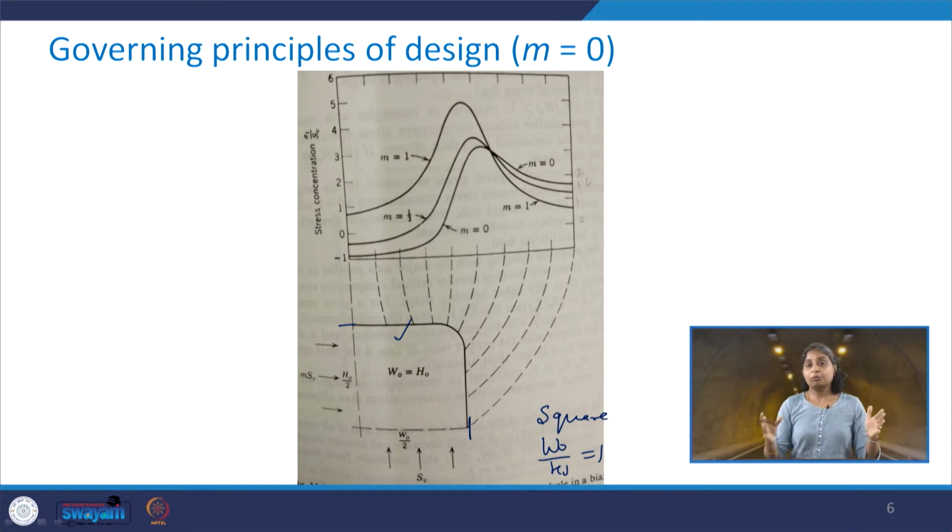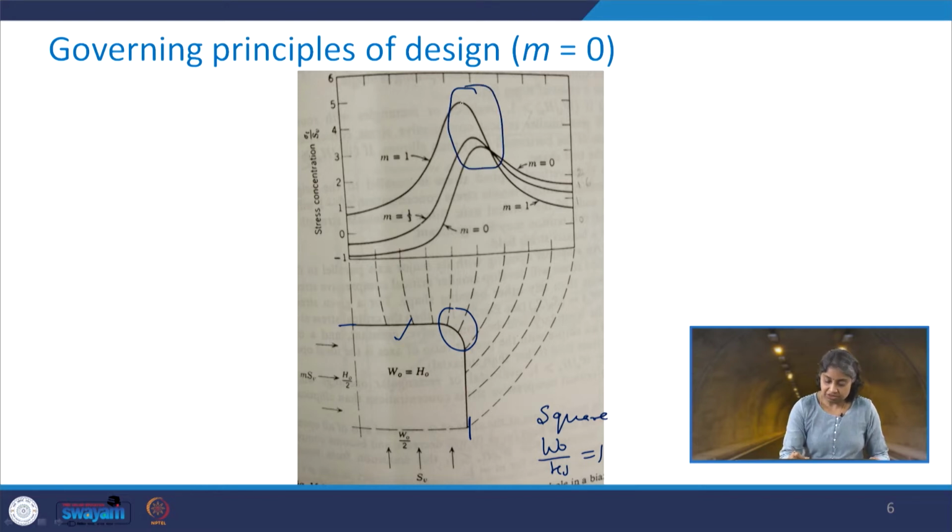Now you see, at the ends of the vertical and the horizontal axis, the radius of curvature is almost infinite, but in this zone where it is minimum, the maximum stress concentration is occurring. In this case, m equal to 1 it is here, for m equal to 1 by 3 it is here, and for m equal to 0 it is here. These locations correspond approximately to wherever you have the least radius of curvature. So this makes the next governing principle for design under uniaxial state of stress.